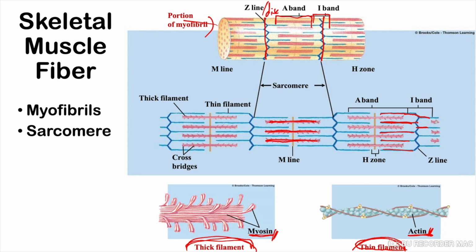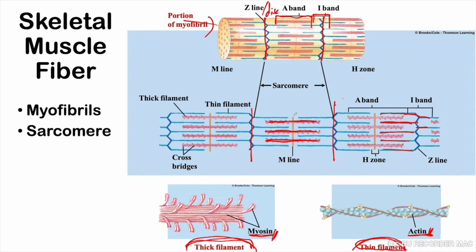Okay, now let's zoom in on the sarcomere structure. And what are the following regions of that sarcomere? As you can see here, this is one sarcomere. Again, a sarcomere is from one Z line or Z disc to another Z disc. So essentially, your myofibril is composed of repeating units of sarcomeres, repeating functional units.